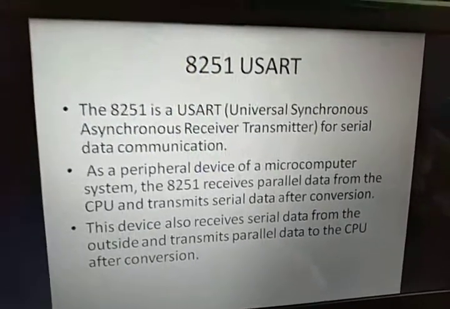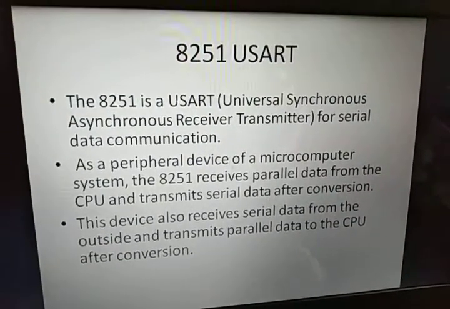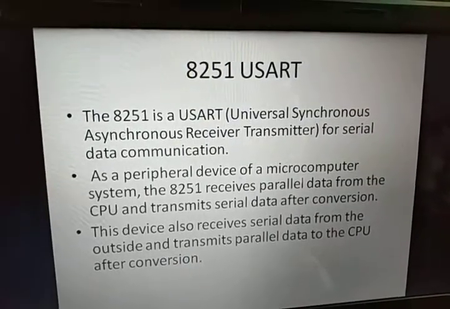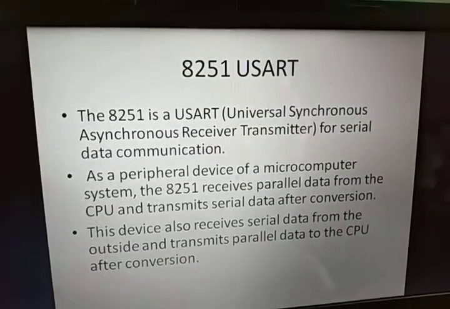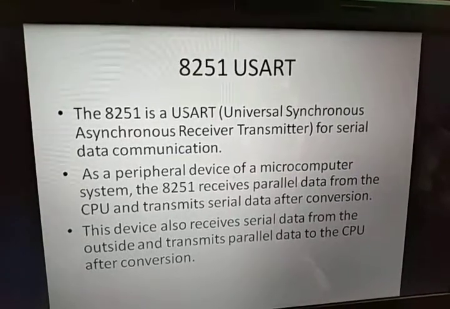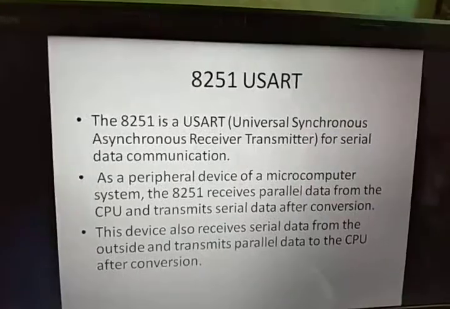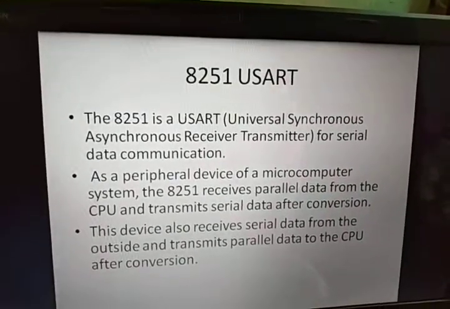Generally, on the microprocessor we are going to transmit at a time either 8 bits of data or 16 bits of data. That means it is used for parallel transmission, whereas on the networking terminals the data will be in serial. In serial communication we transfer the data bit by bit.